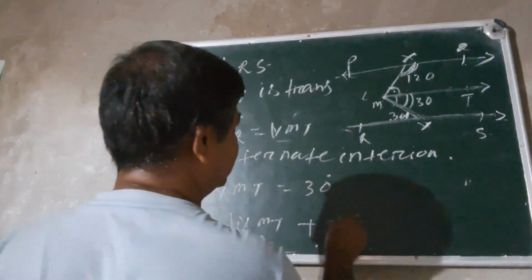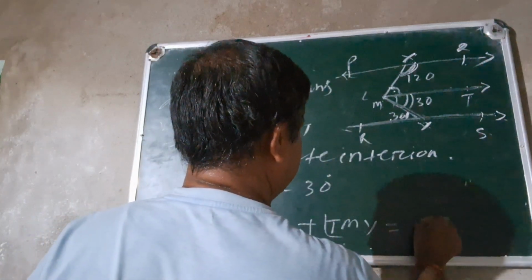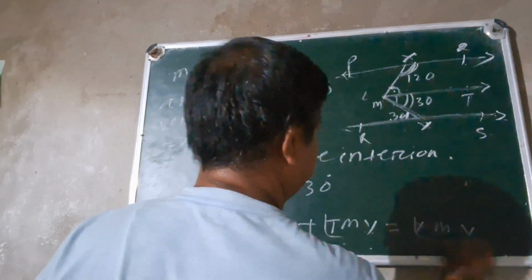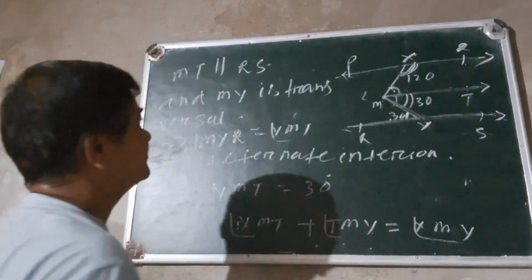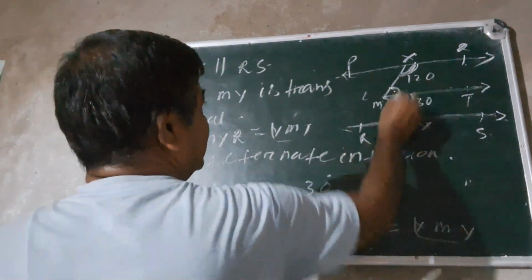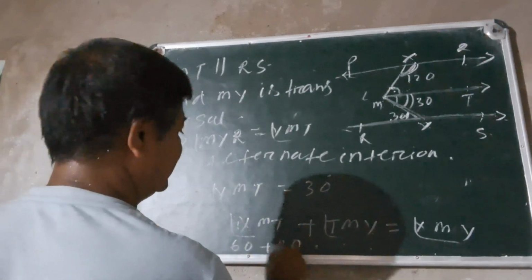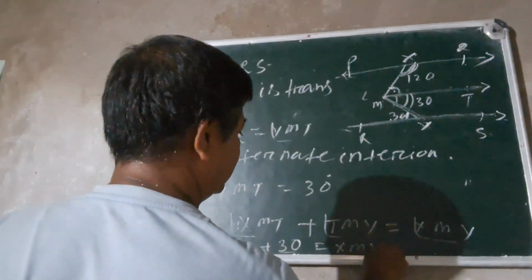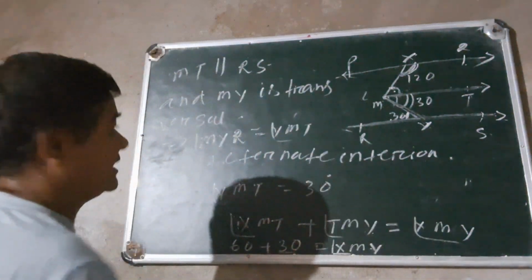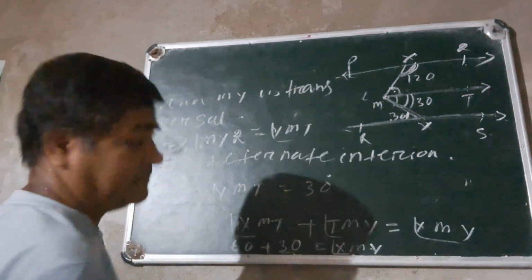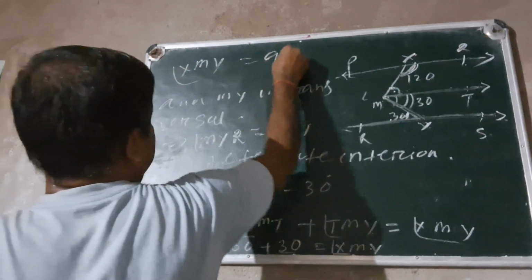Now XMT plus TMY equal to XMY angle. That is 60 plus 30, that equals XMY equals 60 plus 30 equals 90 degrees. XMY equals 90. Do you understand?